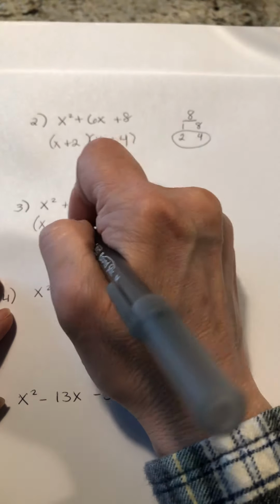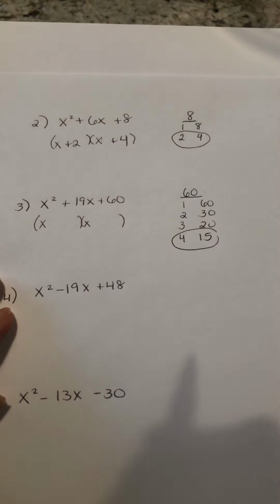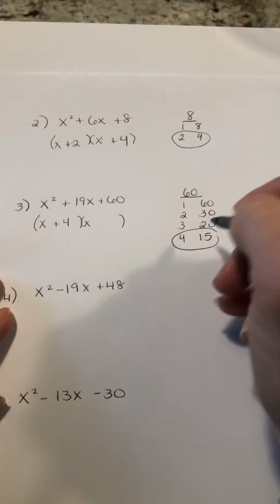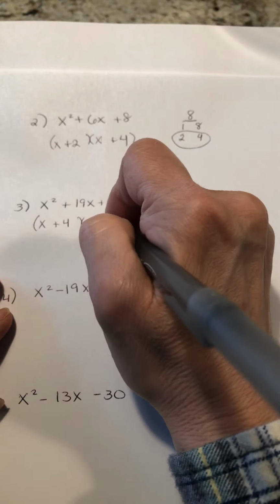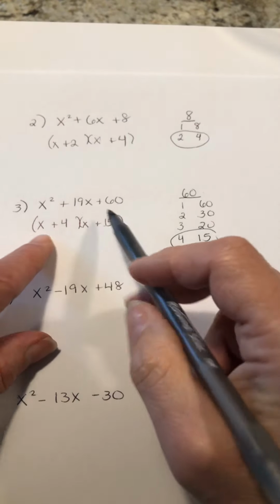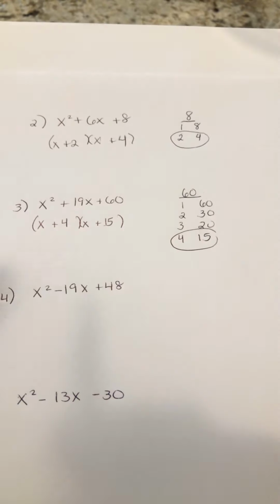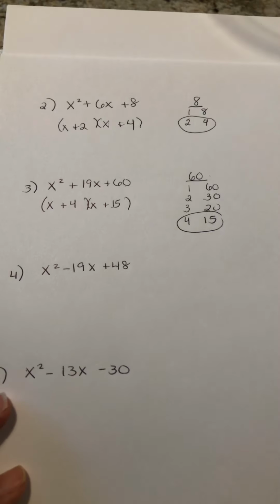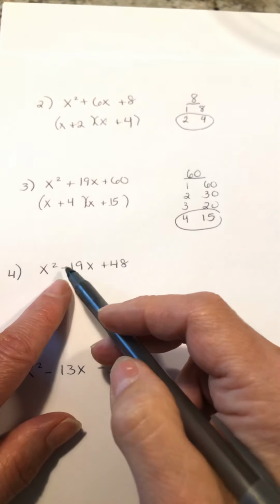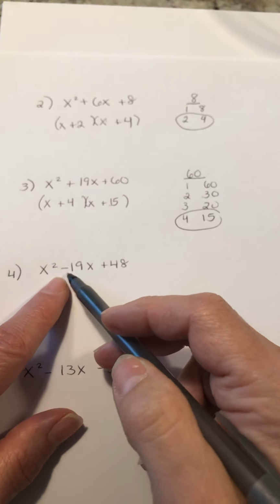So factoring, we have our x and our x, and our plus 4 and our plus 15. And you might be asking, could I switch the order? Could I put the 15 here and the 4 here? Yes, you can. Okay, notice how this one has a negative right here.